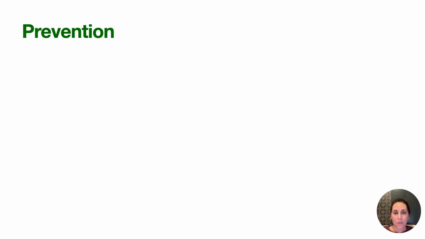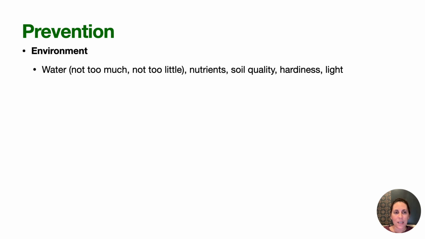Prevention is going to be one of the best things that you can do. And so considerations for your environment, making sure that the water is just enough. It's not too much and it's not too little. Likewise with the nutrients, the soil quality, the hardiness, and the light. Believe it or not, not all plants have the same requirements for having nutrient dense soil, right? And so some plants don't do well in those instances.